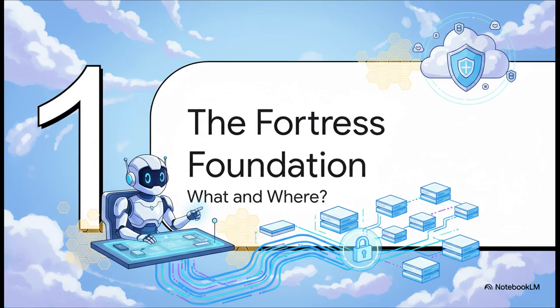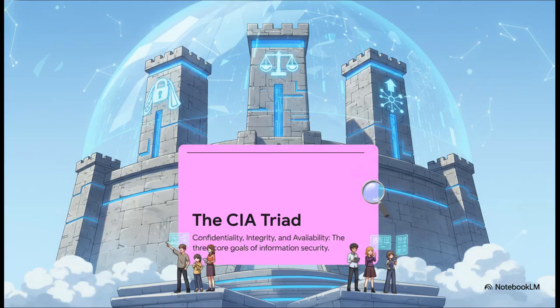Okay, so every great fortress needs a rock-solid foundation, right? So let's start there. What exactly is this security blueprint for, and what ground does it actually cover? The whole point of this plan, its entire purpose, is to protect three core principles. It's something known in the industry as the CIA triad. First is confidentiality, which just means keeping secrets secret. Then there's integrity, making sure the data is accurate and hasn't been messed with. And finally, availability, which is just what it sounds like, making sure you can get to your data when you need it. These three pillars, they are the absolute bedrock of the whole strategy.